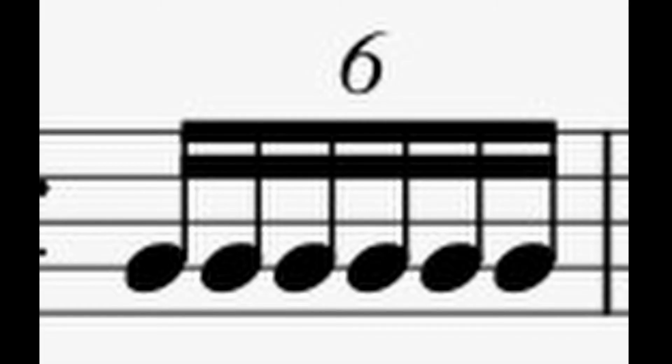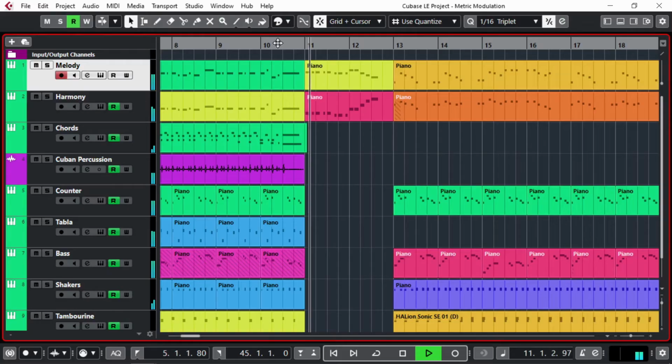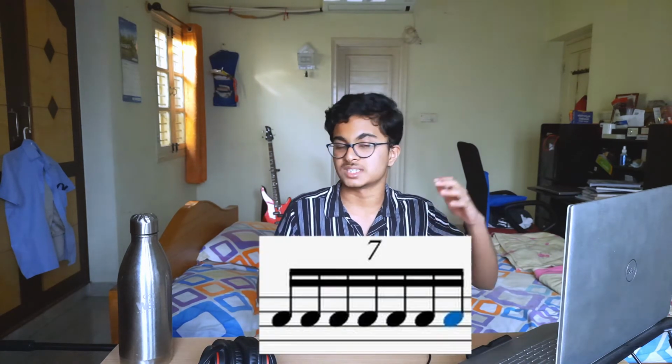We have now entered the realm of sextuplets, a rhythmic value which is equal to 1/6 of a quarter note. The sextuplets, however, last only for a few bars, acting as a transition from the earlier septuplet groove to the newer quintuplet groove. A quintuplet is another rhythmic value, which is equal to 1/5 of a quarter note.